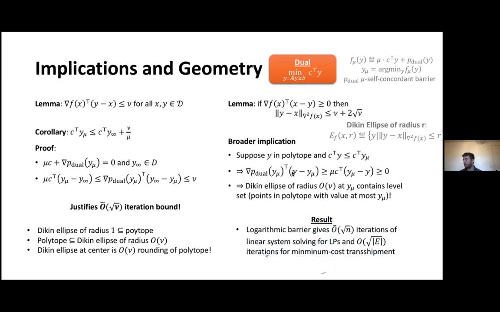So again, from all of this, I just want to recap a little. We showed that the logarithmic barrier is n self-concordant when there are n constraints. So this shows the logarithmic barrier gives a root n iteration algorithm for solving linear programs, and a root number of edges iteration algorithm for minimum cost transshipment. Before we move on to improving the iteration bound, one question you might ask is what about maximum flow or min cost flow and some of the other combinatorial problems we've discussed?